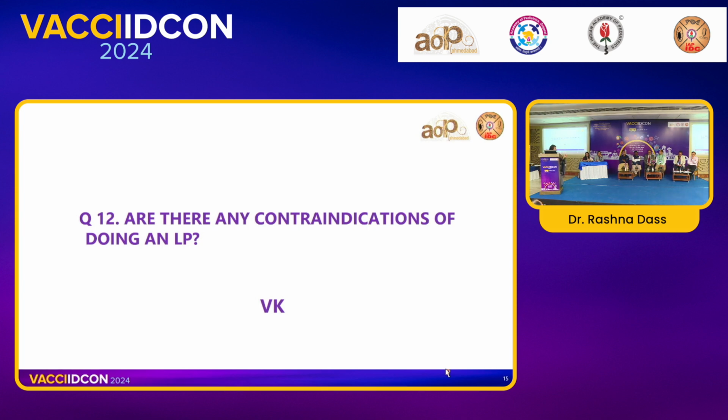So you want to say something? Yeah. A severe thrombocytopenia, a very low GCS, and a raised intracranial pressure, which may cause herniation. Herniation. So these are the things that are to be remembered.